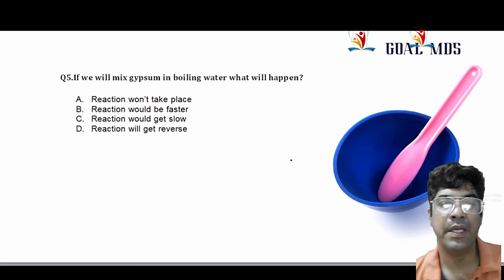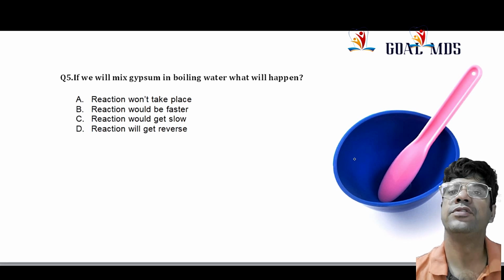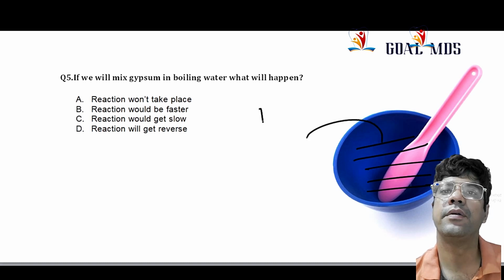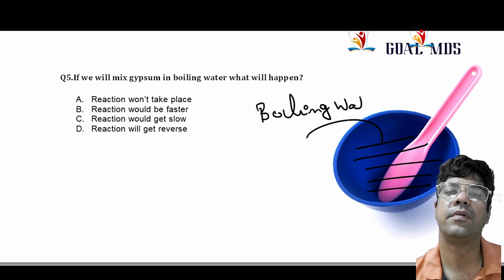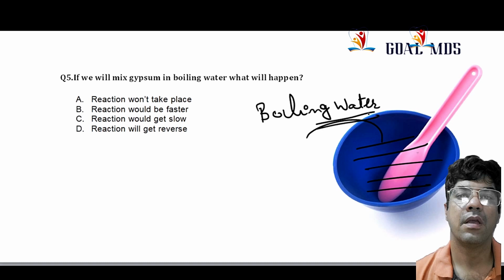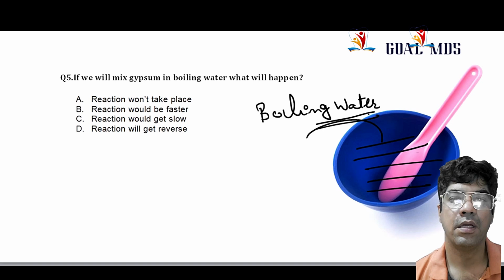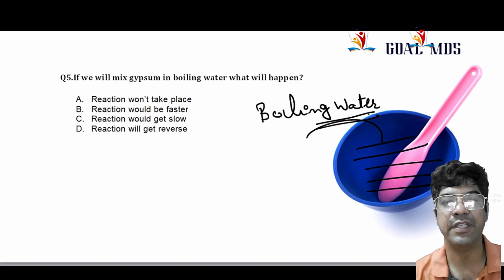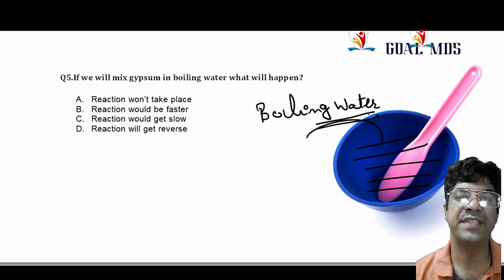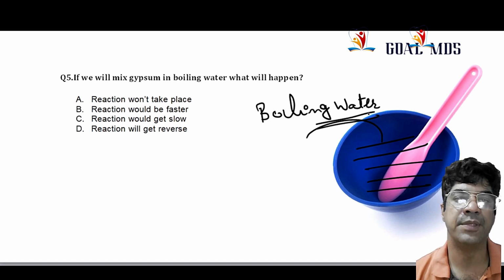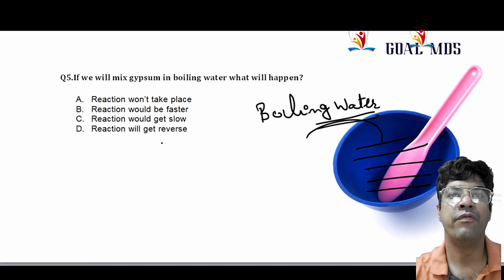If we mix gypsum in boiling water, what will happen? So the reaction would not occur. When gypsum is mixed with boiling water, it does not undergo the normal setting reaction. Instead, excess heat denatures the gypsum, preventing it from setting properly. As a result, the reaction would not occur.